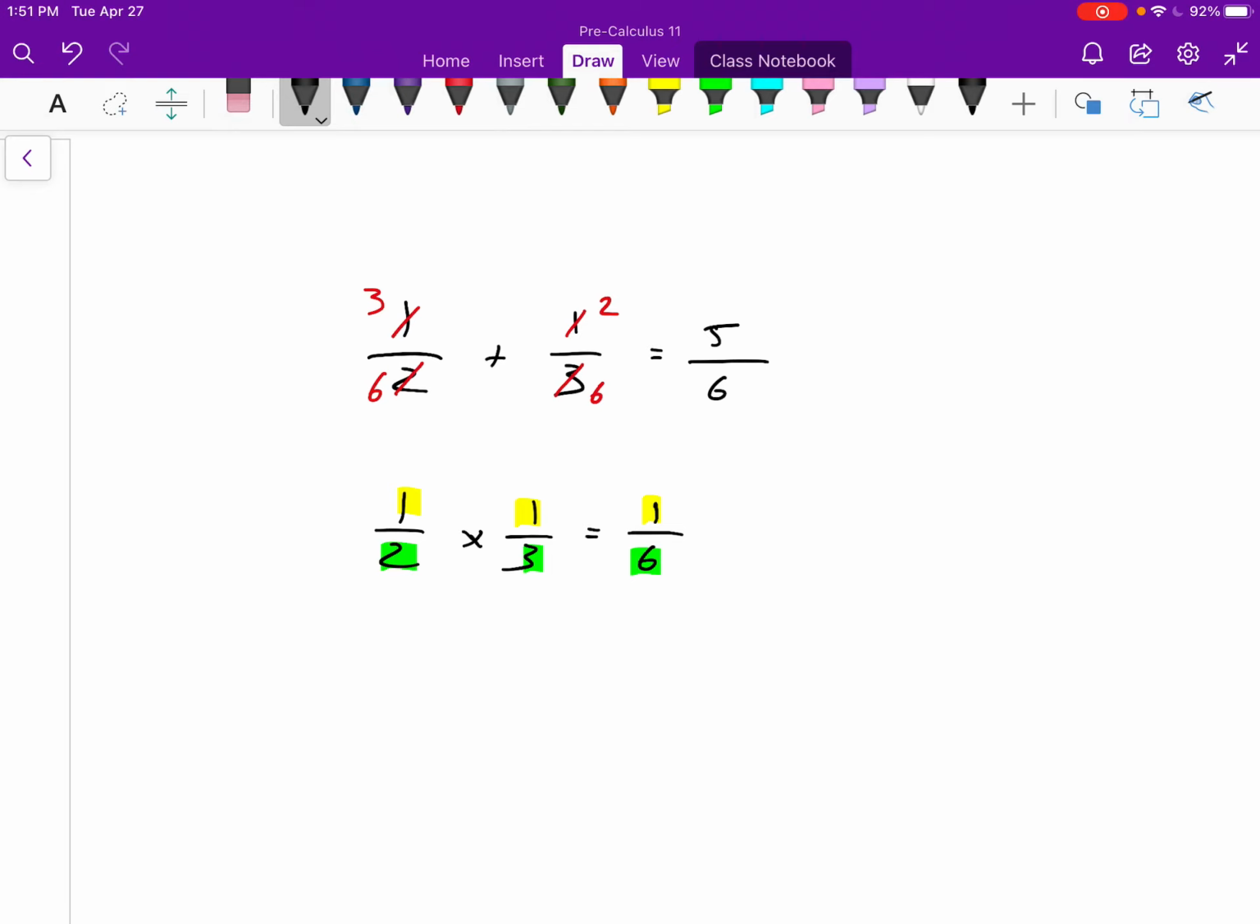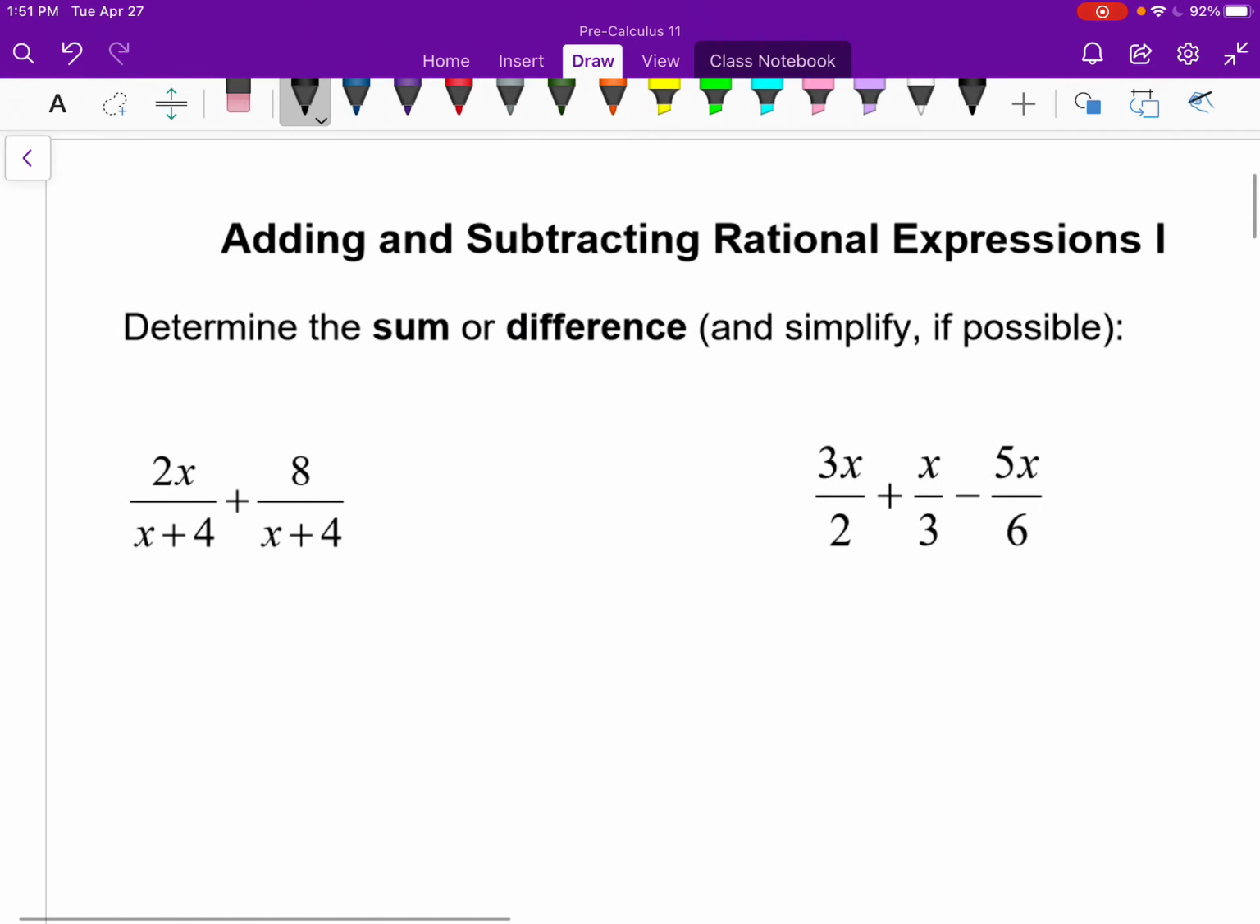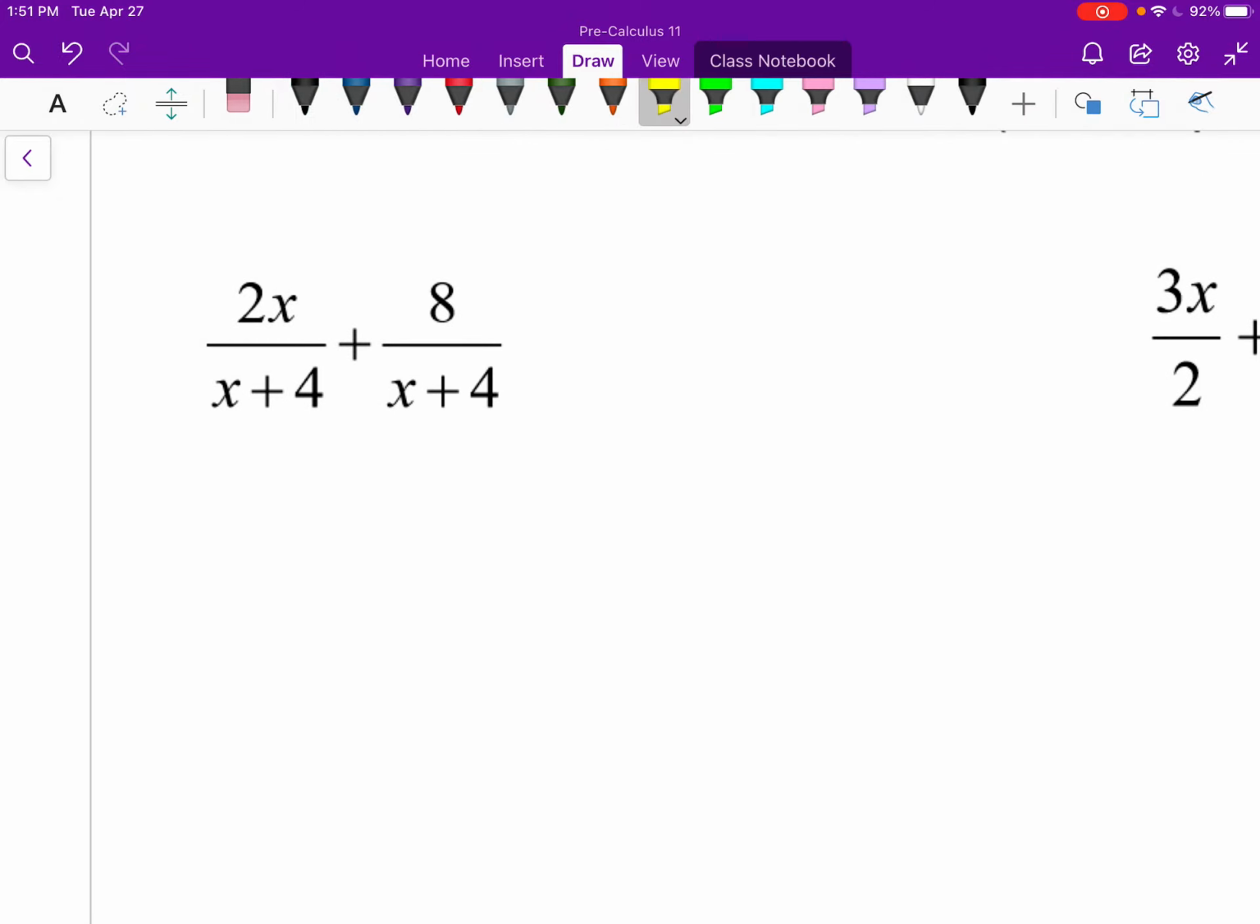But because of that, it took more work just to add those two simple fractions, and so that's why it's going to take, generally, more work to add or subtract rational expressions. That's assuming the denominators are different, which in this first example, they're not. If the two denominators are already exactly the same, then just like 1/2 plus 1/2 is 2/2, in this case, 2x over x plus 4 plus 8 over x plus 4 is still going to be the same as 2x plus 8 over x plus 4.